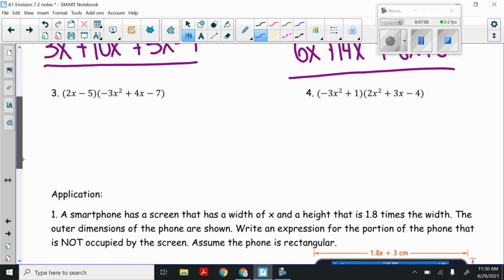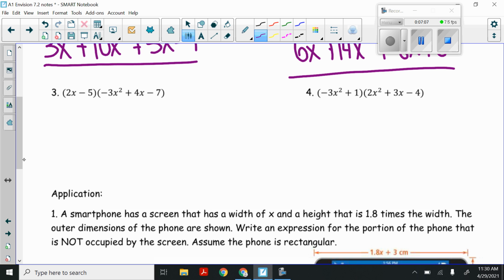Number 3, 2x minus 5 times negative 3x squared plus 4x minus 7. So this time the binomial is written first. I still do the same things. I'm going to take the first term in my binomial and multiply with all three terms in my trinomial.